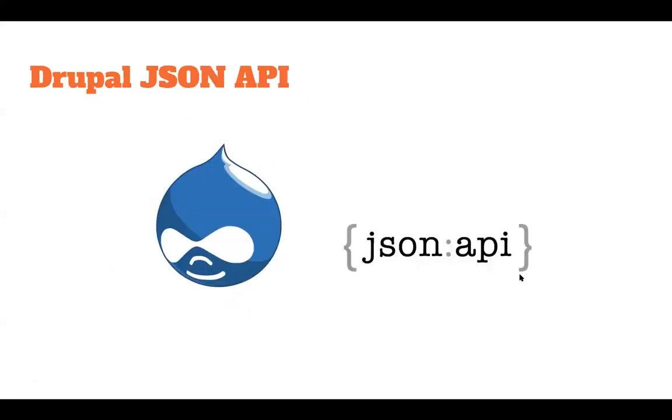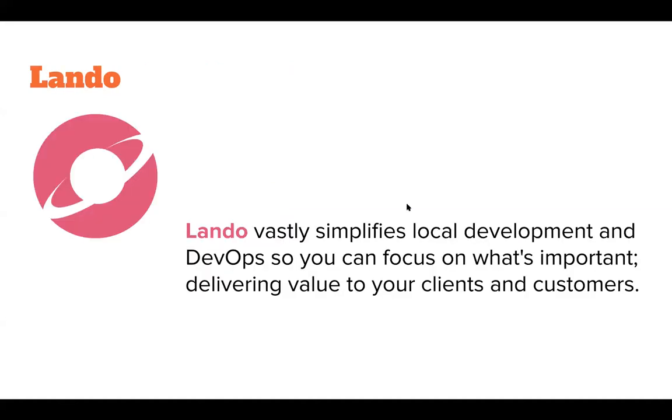So now we're going to talk about Drupal and JSON API. Later we are going to discuss how to set up Drupal 8 and how to configure JSON API, so we could expose our nodes, and we're going to create our own content type for the API. Then on the local development environment, we're going to use Lando.